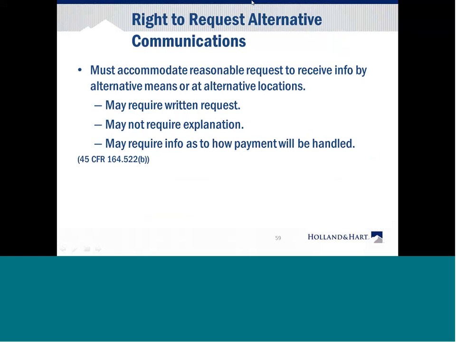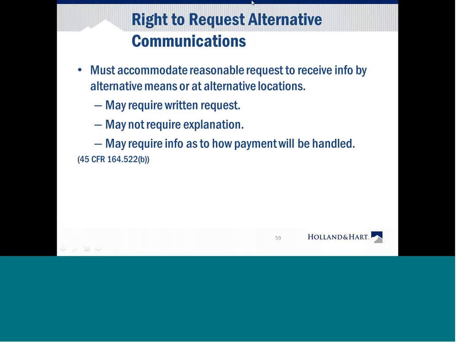Next right, a patient has a right to receive communications by alternative means or by alternative methods. And you've got to accommodate reasonable requests. So this may be a situation where a patient comes in, maybe she's a battered wife, and she does not want her husband to know that she went to her OBGYN. So she tells you to send her information to her office instead of her home. Or maybe she doesn't want it put on a postcard. Or maybe she wants you to communicate with her via email or text. If it's a reasonable request, you've got to comply with it, and you may not require an explanation of why they want it.